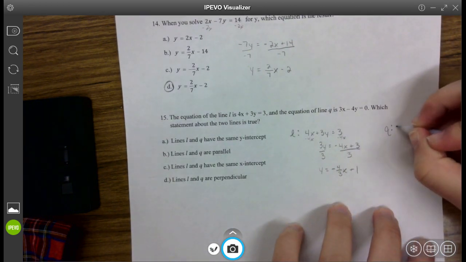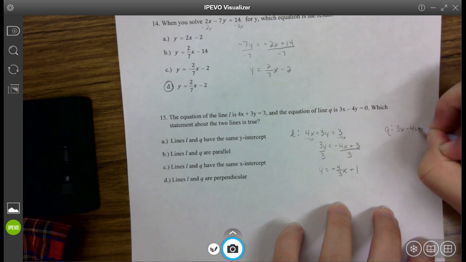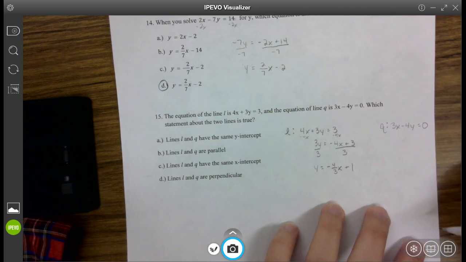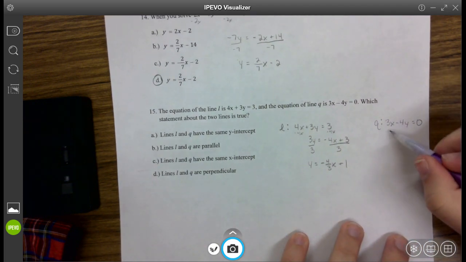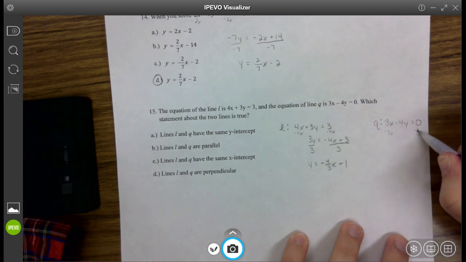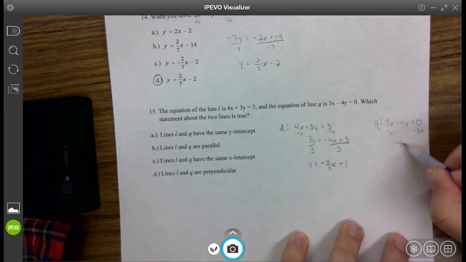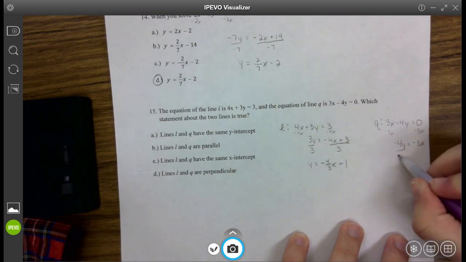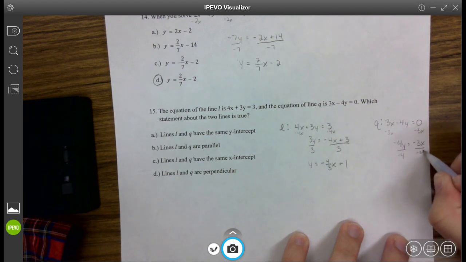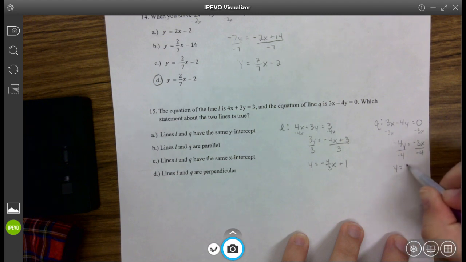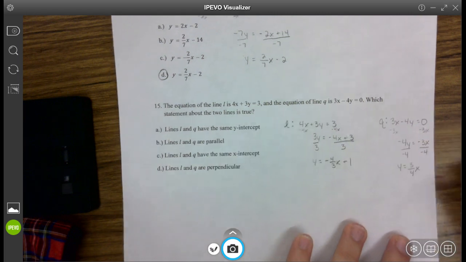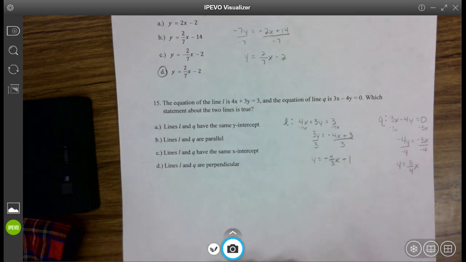Now we have line Q of 3x minus 4y equals 0. Just like before, we need to get y by itself. So we're left with negative 4y equals negative 3x. We need to divide by negative 4 to get y by itself. So a negative divided by a negative gives us a positive. So we're left with y equals 3/4 x.